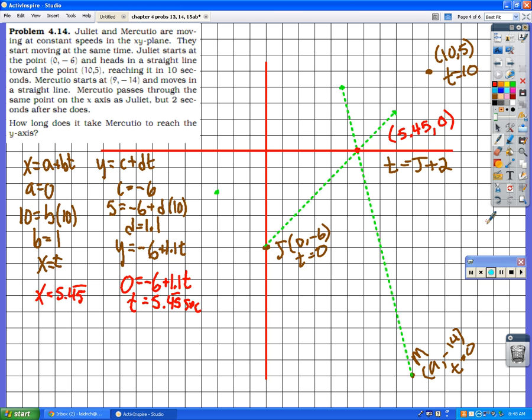She gets there at 5.45 seconds, so when does Mercutio get there? 7.5 seconds. 7.45. Okay? So now we have his initial starting point and time. We have another point for him that we know that he gets here after 7.45 seconds. And so we can do the same thing with him that we did with Juliet to come up with his equations, right? Yeah. And then if we want to find out how long it takes him to get to the y-axis, what do we do for that? Set x equal to 0.